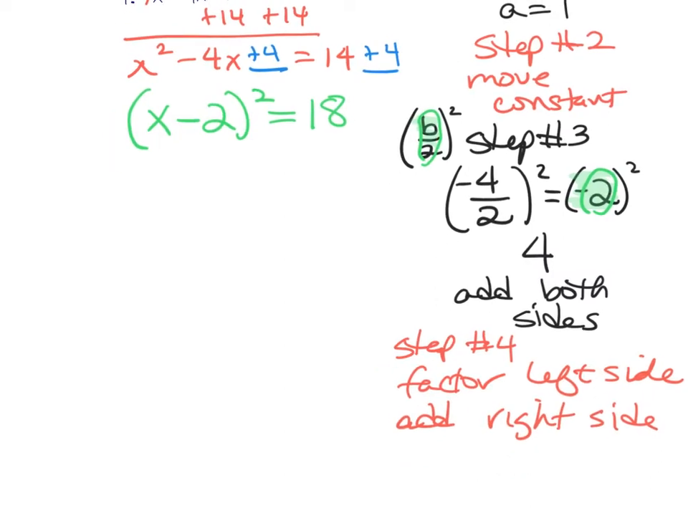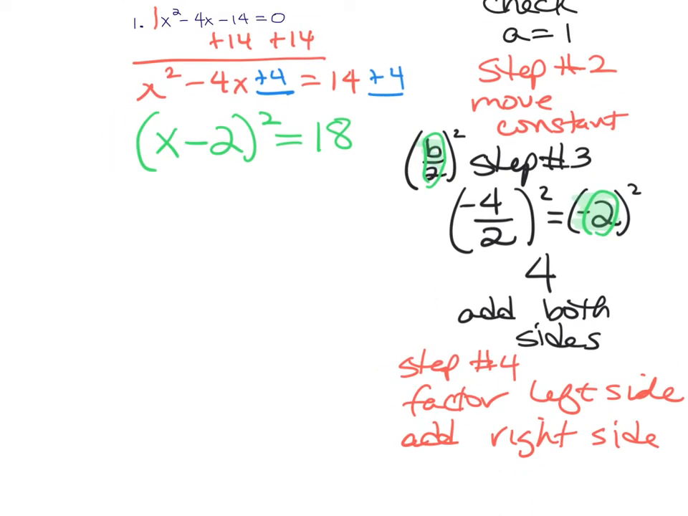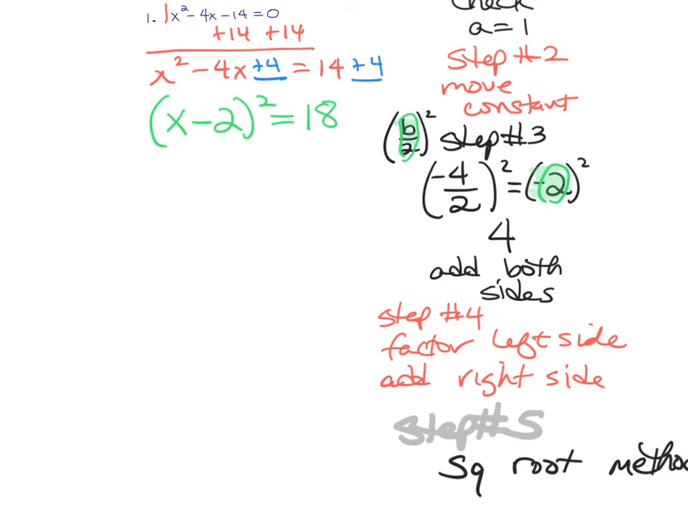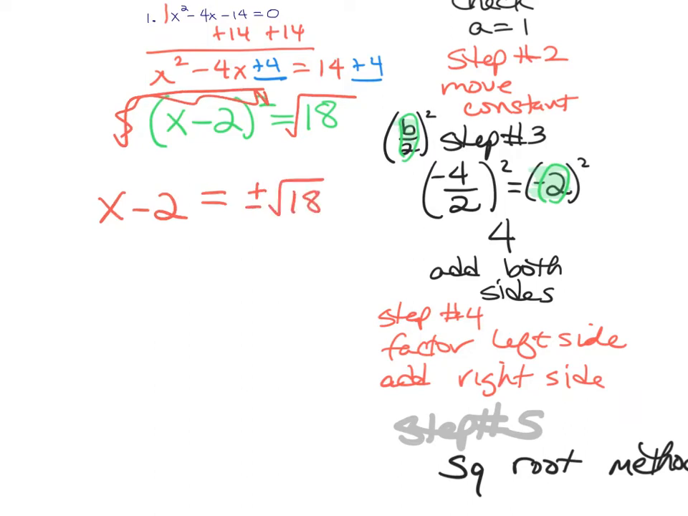Now, my next step, step 5, is that I apply the square root method, just like you did on the quiz you just took. So step number 5 is square root. I'm going to square root both sides. That cancels the square, so x minus 2 drops out, and I get plus or minus the square root of 18.